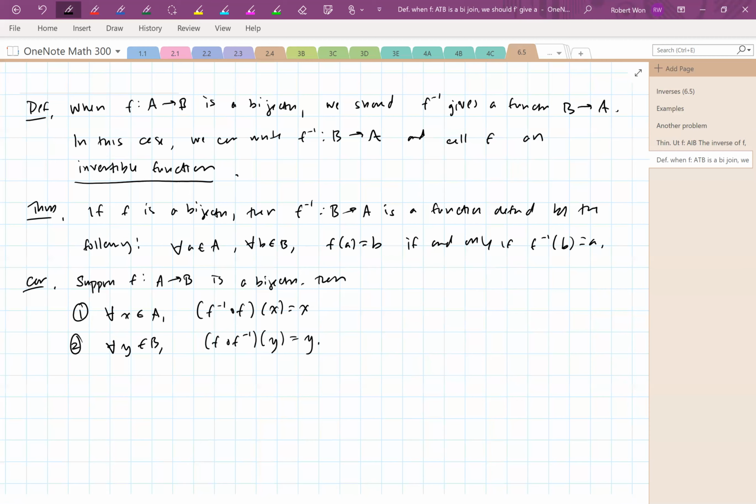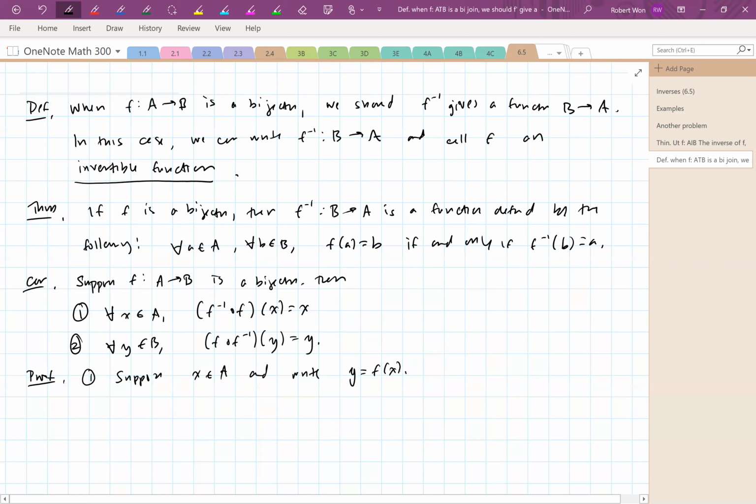Okay, and the proof is very quick. It's just an exercise in using the definition. So let me just do one for you. So suppose x is in A, and write y equals f of x, right? So I take any x in A, and then I just apply f to it. Let's call that y. Okay, well then (x, y) is in f. So (y, x) is in f inverse. But this means that f inverse of y equals x.